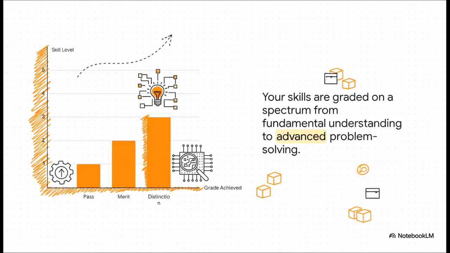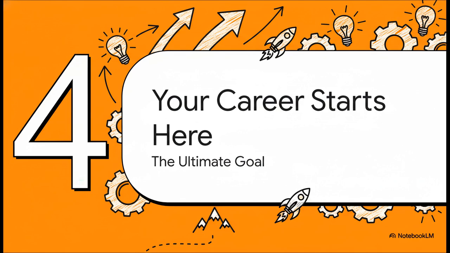And your skills are graded on this really clear scale. Getting a pass means you've got the fundamentals down cold. A merit means you're kicking it up a notch with deeper analysis. And a distinction? Well, that means you're operating at a whole other level, critically evaluating and solving complex problems like a pro.